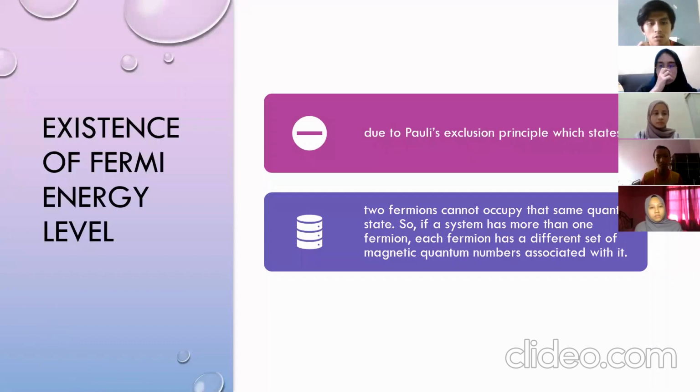The existence of the Fermi energy level follows Pauli's exclusion principle, which states that two fermions cannot occupy the same quantum state. So if a system has more than one fermion, each fermion has a different set of quantum numbers associated with it.